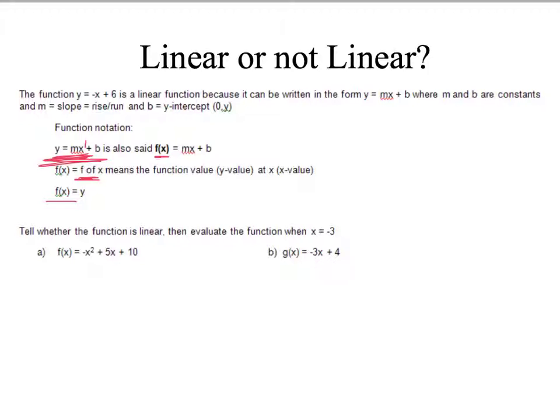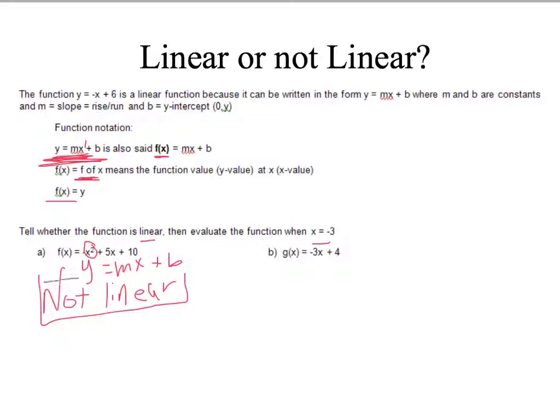All right, on the next two examples, it says, tell whether the function is linear. In other words, it can be written like y equals mx plus b. And then evaluate the function where x equals negative 3. Okay, when I look at the function for a, I should see that because the x has an exponent of 2, this is not linear. Because lines never have an exponent greater than 1. That's going to make a parabola, not a line. Okay, so this is not linear. That's part of my answer.